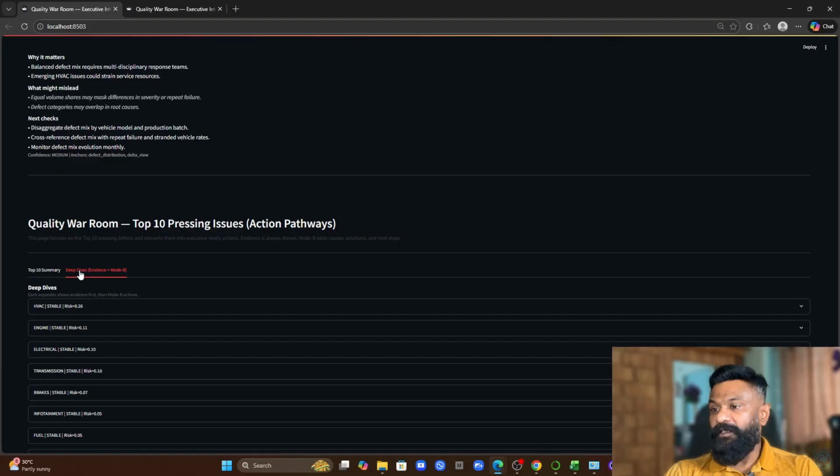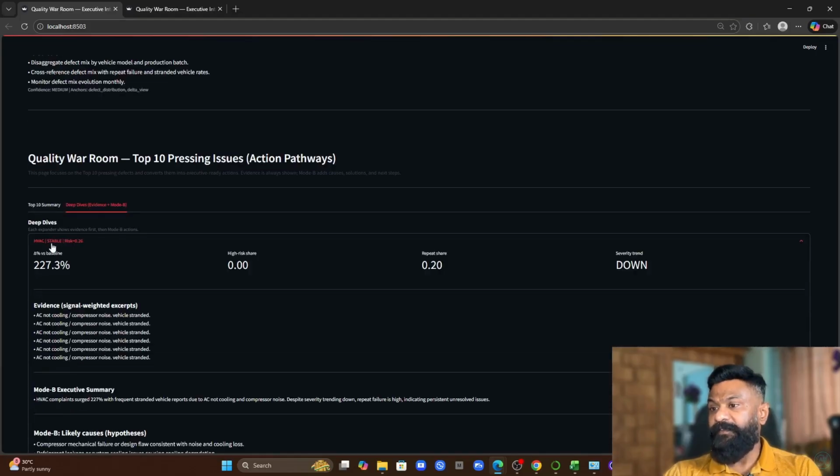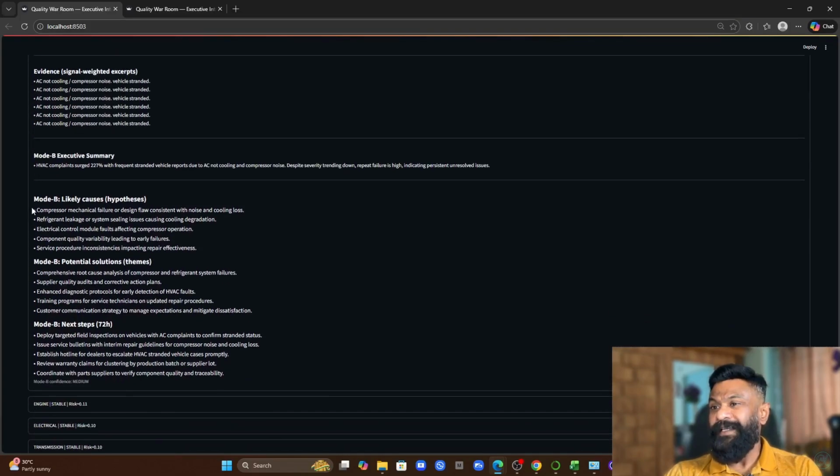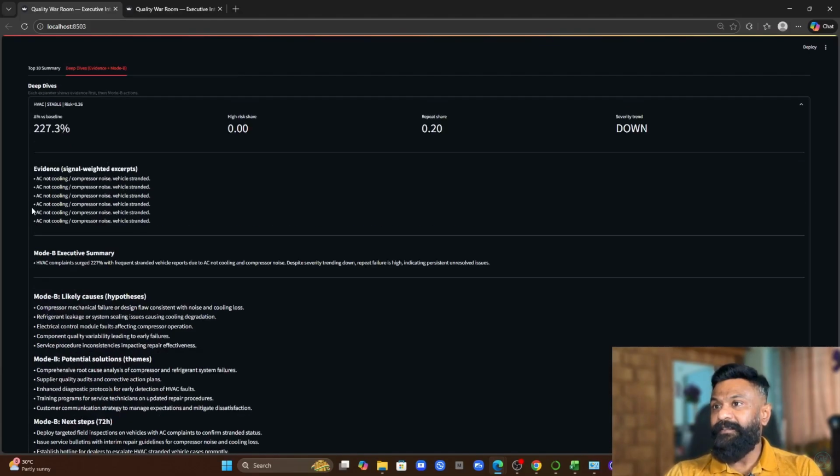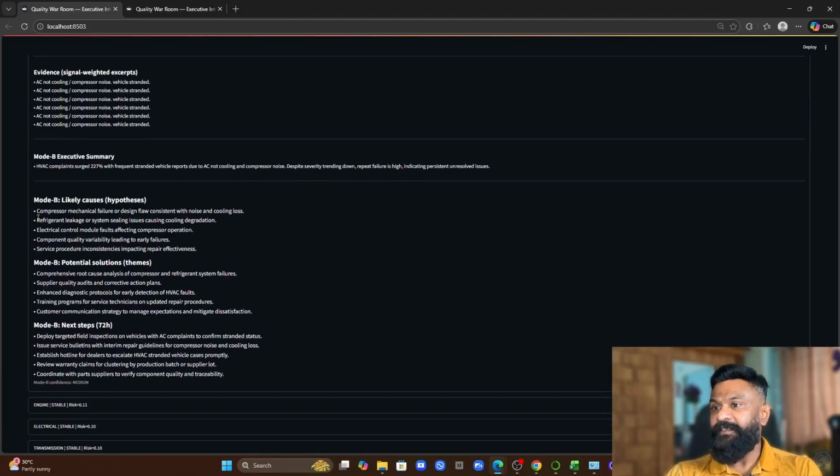And here the most important thing is, it's not just highlighting the top 10 defects. Here we are making use of ChatGPT to tell us what are the most likely causes. Like in the case of HVAC, it says compressor mechanical failure or design flaw consistent with noise and cooling loss. This is one of the potential causes. Maybe this has happened with some other OEM, maybe this is based on all the data which is available on the internet. Based on that, it tells us the potential causes, like refrigerant leakage or system sealing issue causing cooling degradation, electrical control module faults affecting compressor operation.